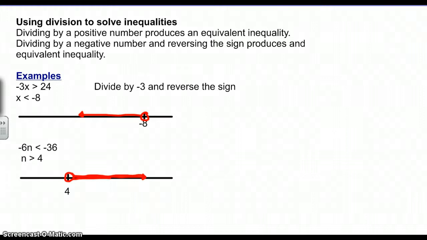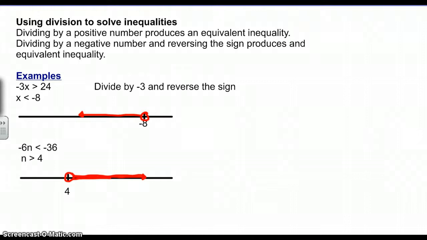In the first example, negative 3x is greater than 24. You would divide by negative 3 to solve for x. When you do that, you get x is less than negative 8. You have to reverse the sign because you're dividing by a negative. So to draw this on a number line, you draw an open circle on negative 8. And because x is less than negative 8, your arrow would go to the left.